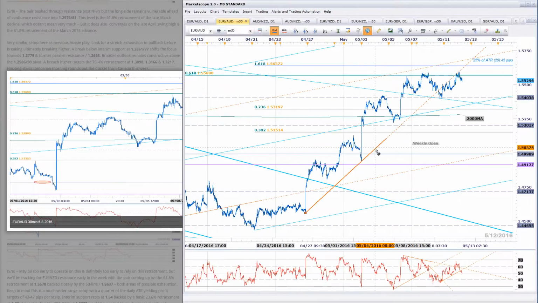Now I keep trend lines like this just for my benefit because sometimes you'll see some really nice reactions off it, but the broader region or the broader focus still remains on that opening range.